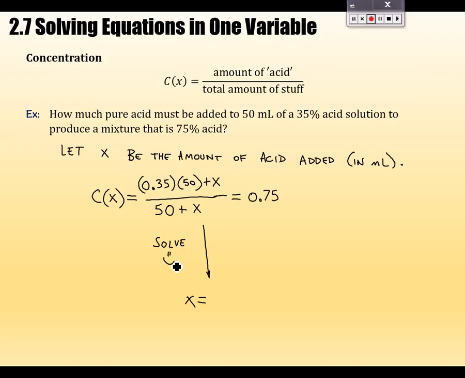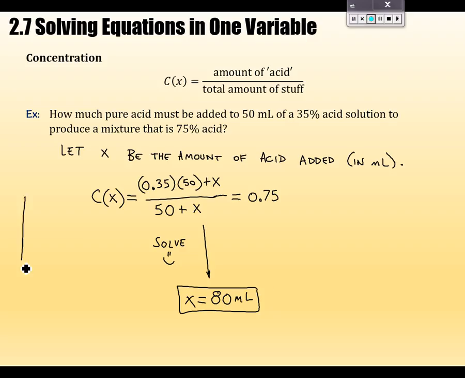So what we're claiming is that if x equals 80 milliliters, you can try this. Plug in 80 for x here and here, and it should be true that the new concentration is 0.75, which is what we want. The new volume is much bigger. What is the total volume? It's 130 milliliters.